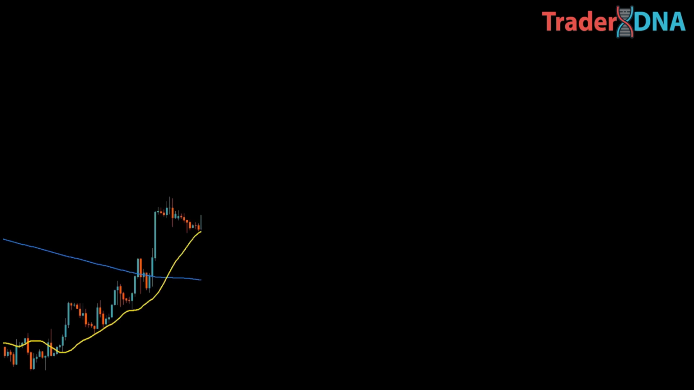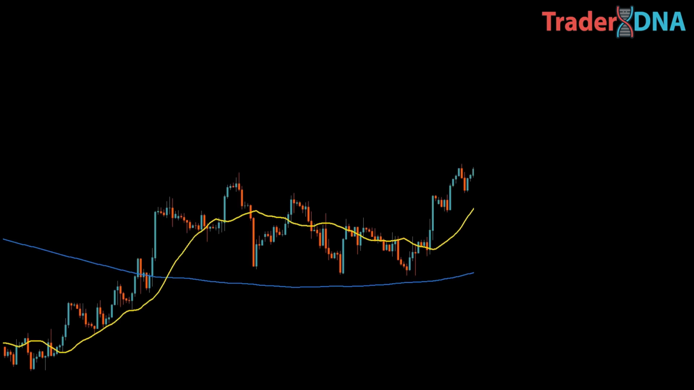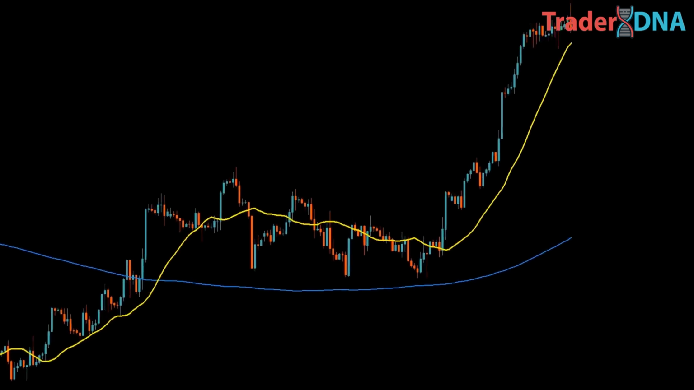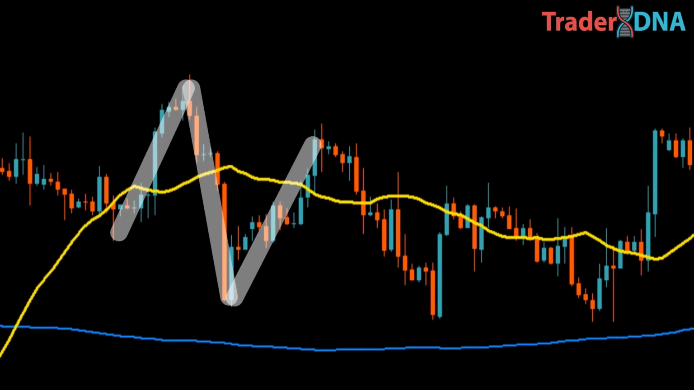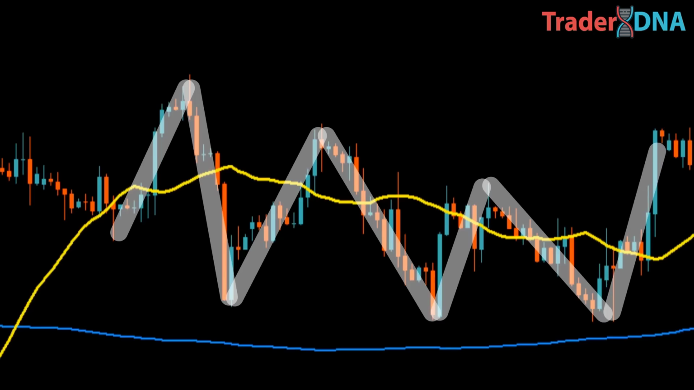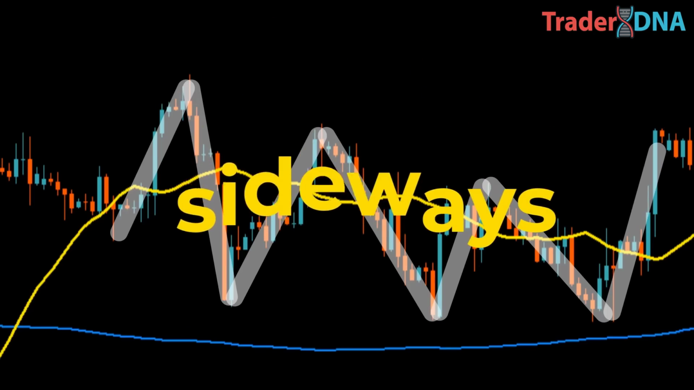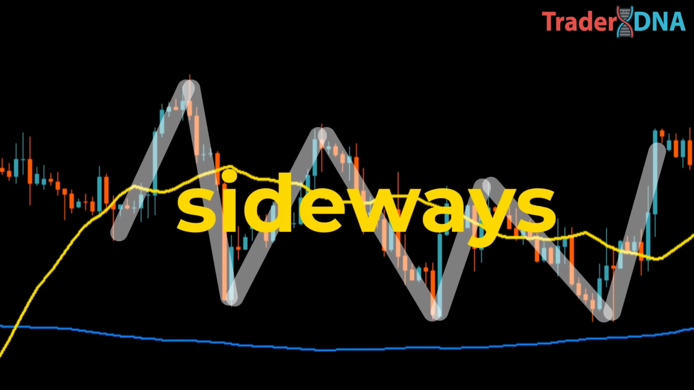Here's another example to consider. When we zoom in on this section of the chart, we notice that the price is moving around the 20 period moving average for an extended period. This indicates that the price is in a short-term sideways trend, as it's bouncing around the moving average without showing a clear upward or downward direction.